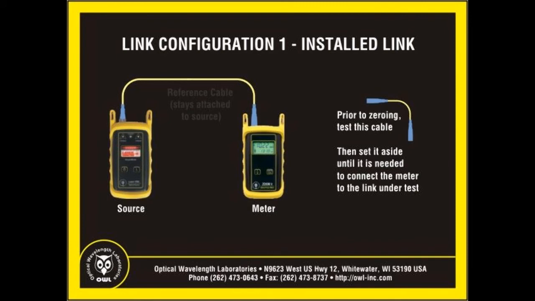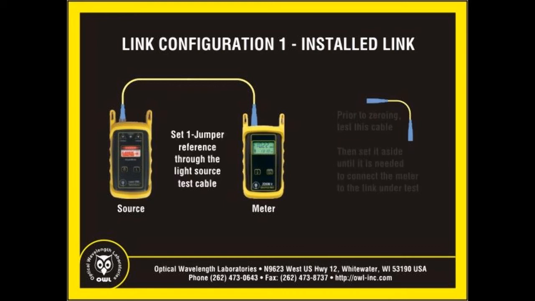Rather, simply check the power meter test cable first to ensure it is good and set it aside until you need it for taking the loss measurement. Then, use the light source test cable to set the one jumper reference.